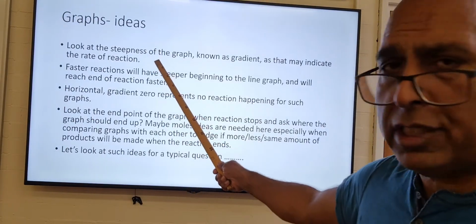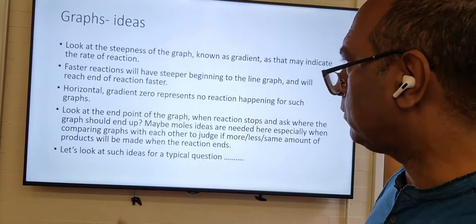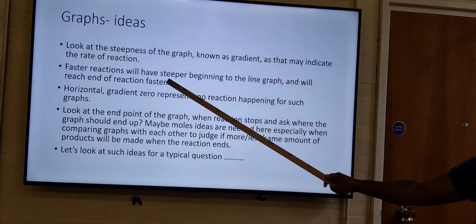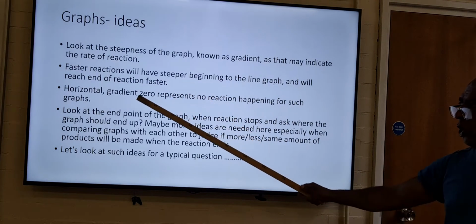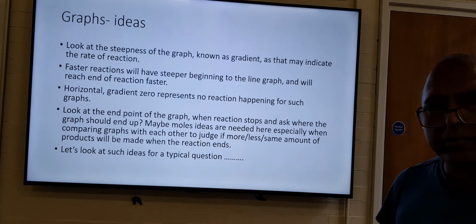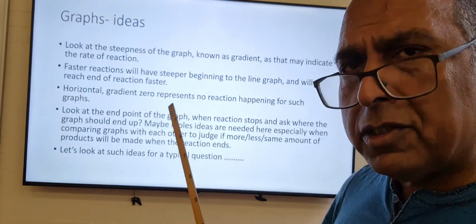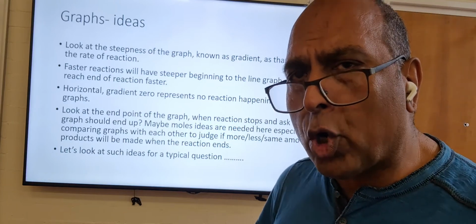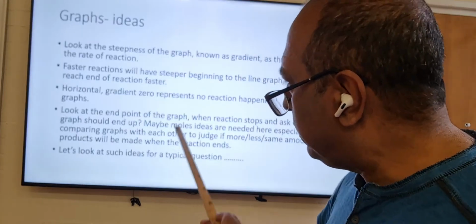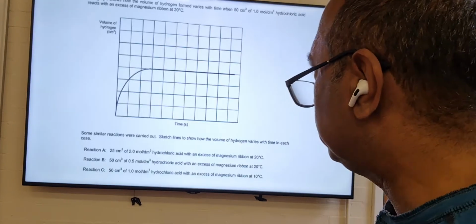Graph ideas. Look at the steepness. Look at the gradient. That will indicate rate of reaction. Faster reactions will have a steeper beginning and will reach the end of the reaction faster. Horizontal gradient 0 represents no reaction. Look at the last point on the graph. That last point on the graph often ties in with mole ideas about what quantity of reaction is happening overall. And to hammer home that point about quantity and mole ideas, I've got an example.